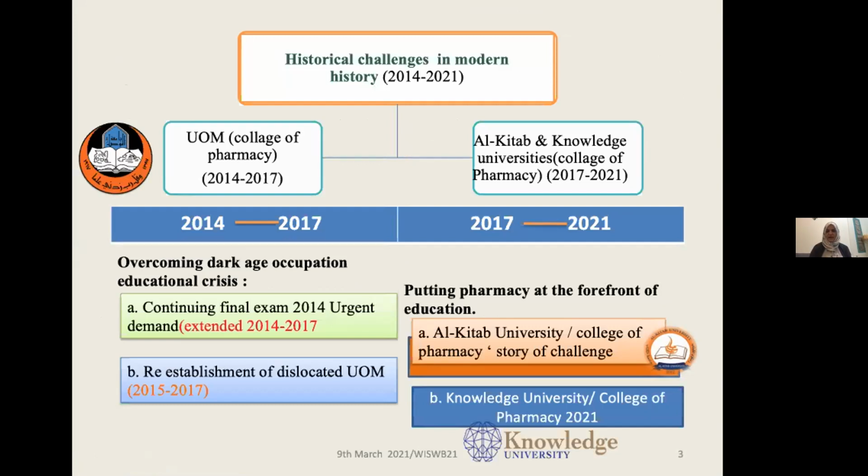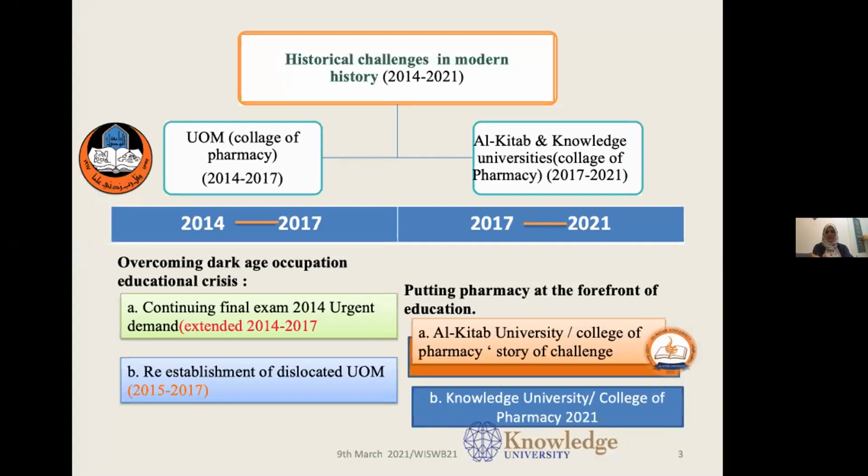When I was acting dean at University of Mosul, under occupation by ISIS from 2014 to 2017, I tried to cover overcoming the dark age of occupation by continuing final exams. Since that period was the period of final exams, which did not stop because of the invasion by ISIS, there was an urgent demand for continuing the final exams, and then the re-establishment of the dislocated University of Mosul after that, in 2015, and for the two following years.